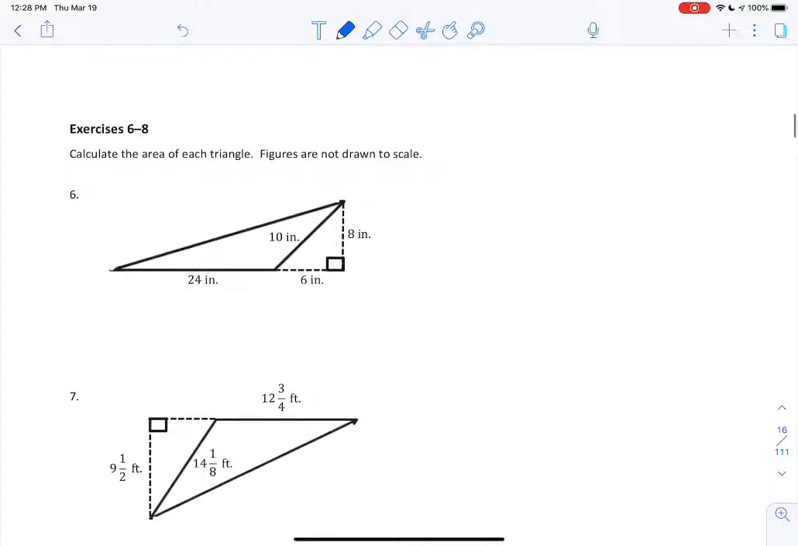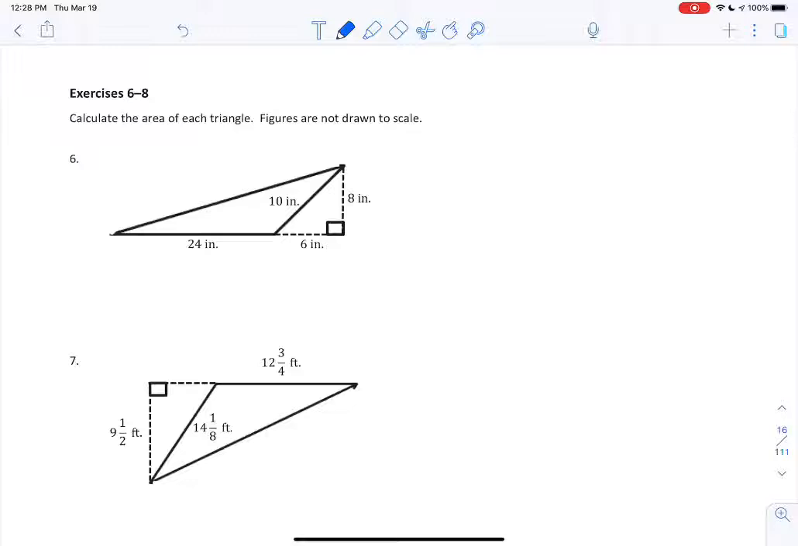Okay, so you should have paused the video and now you're back, and we're going to work these problems out together. Question number 6: calculate the area of each triangle. You'll see this message, figures not drawn to scale. That just means that obviously this length right here is not 10 inches. It's much smaller than that. It's not drawn to scale.